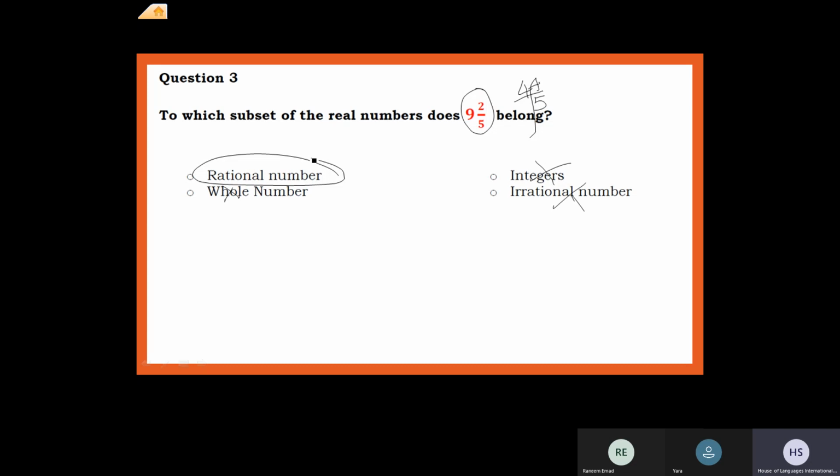This is how the questions will come. I will ask you about square root of 5. I will ask you about square root of 7. Maybe I have a square root. This is the lesson.